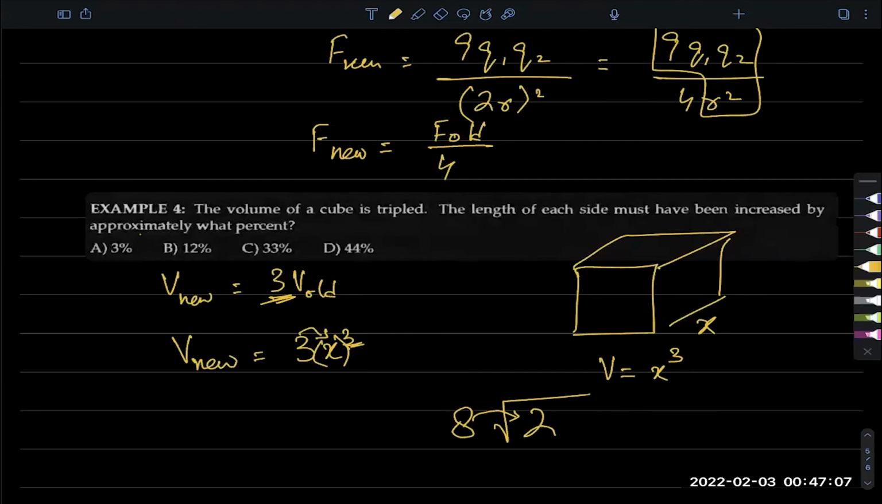Here we have to take it inside. That means I'll take the cube root and go inside. So my factor is the cube root of 3, which is, what is that? It's not 33. Can you figure it out? Grab the calculator. What is the cube root of 3? 1.44224. So that means it has increased by 44%.